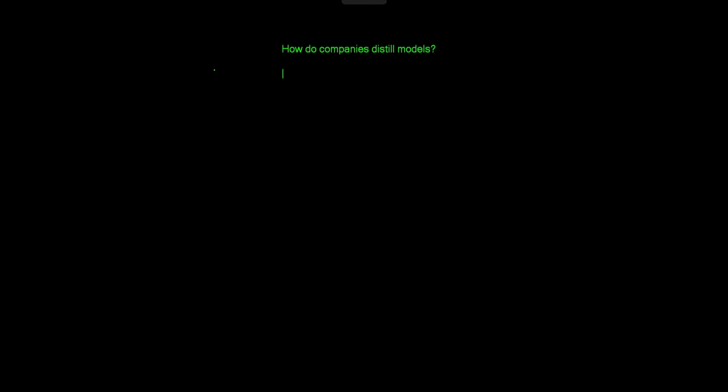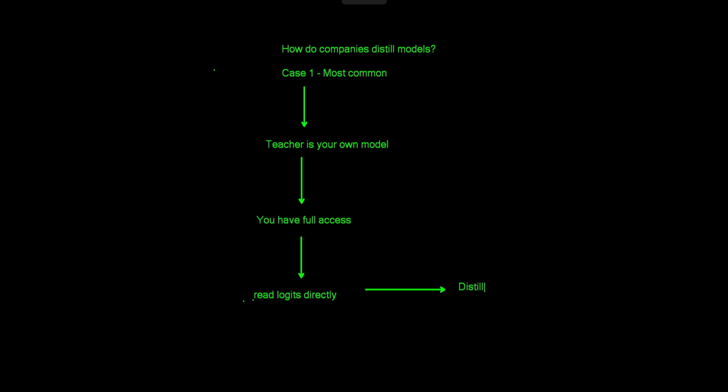So the next question is, can someone get logits through an API? The answer is no. Most commercial APIs return only the prompt-generated text and chain of thought, but they don't expose full vocabulary logits. For that, you need the teacher's probability distribution. So, how do companies distill models? Usually one of these. Case 1, which is the most common: the teacher is your own model and you have full access, so the student can read logits directly and then distill.